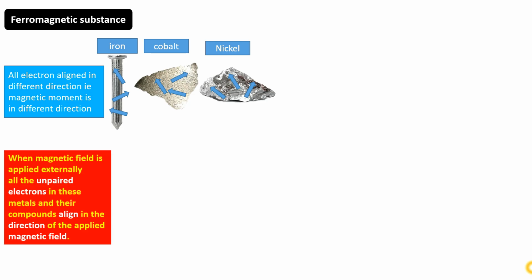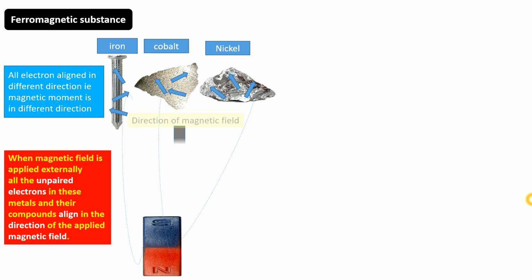When a magnetic field is applied to such a ferromagnetic substance, all the unpaired electrons in the metals and their compounds align in the direction of the applied field. What is the meaning of this? See, if I apply a magnetic field, using a magnet, what will happen? All the magnetic moments will get aligned in the direction of the magnetic field. So see, all of them have aligned.